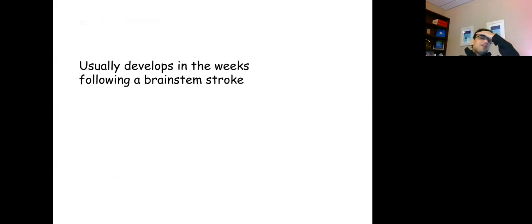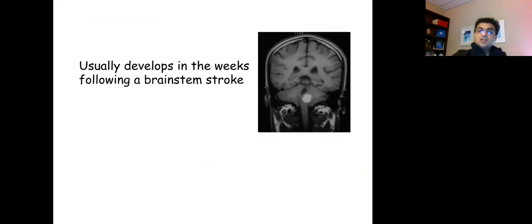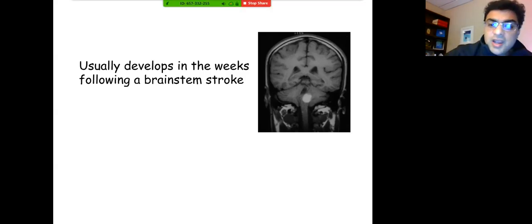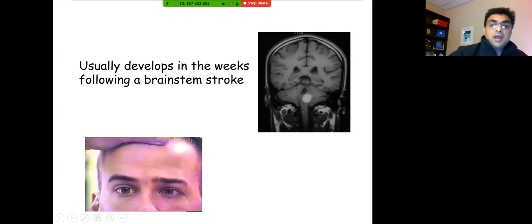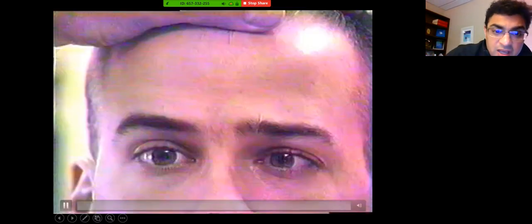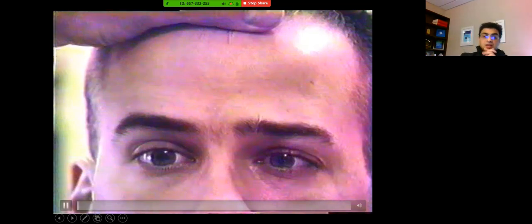We are almost towards the end. This is a very special thing which is near and dear to my heart, which typically develops within a week following a brainstem stroke. This was a young man in his teens, in college, who had an AVM rupture, as you can see here. Then he was in the ICU, got excellent care, and then came to our dizzy clinic. And when Dr. Lee was seeing him, we saw these deficits in his eyes.